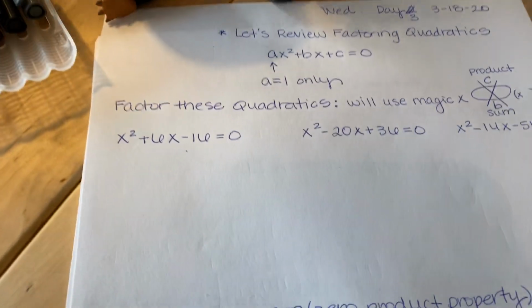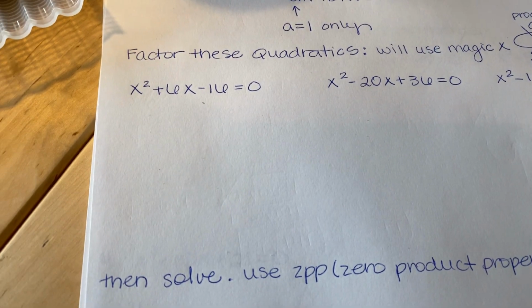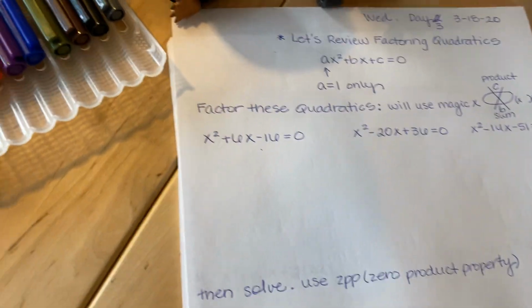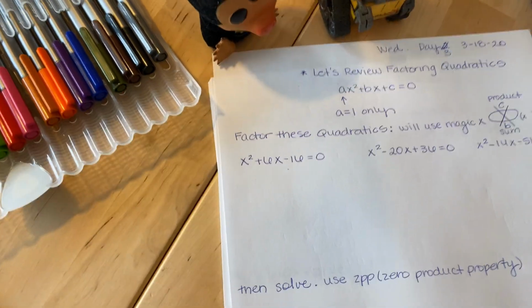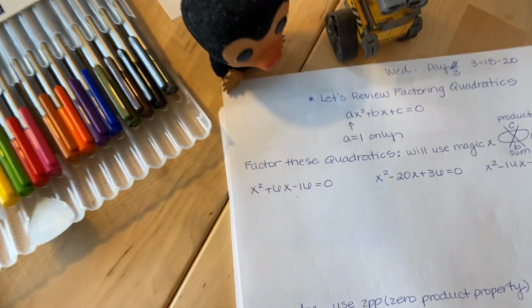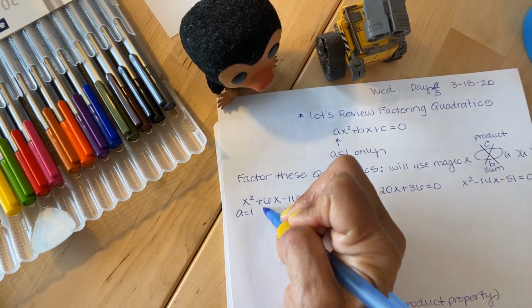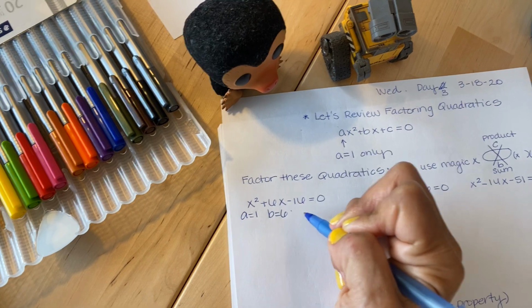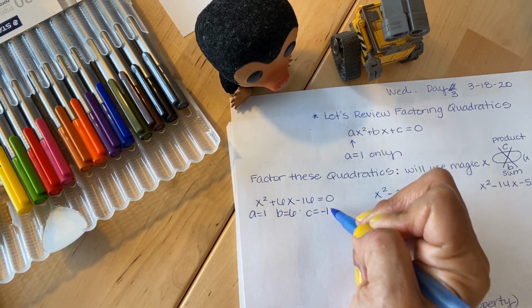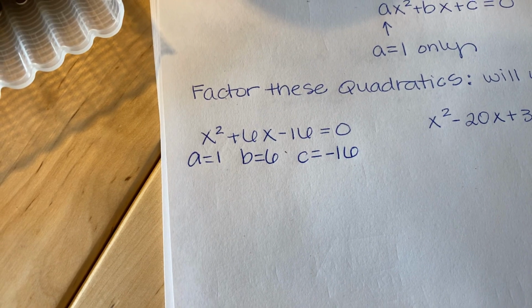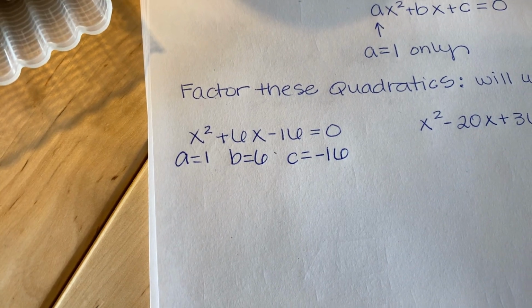Okay, so the first example, x squared plus 6x minus 16, and I realized my hand was the problem, so, okay, let's go up. Okay, so this is my A value, that's 1, my B value is 6, and my C value is negative 16, correct? A is 1, B is positive 6, C is negative 16.